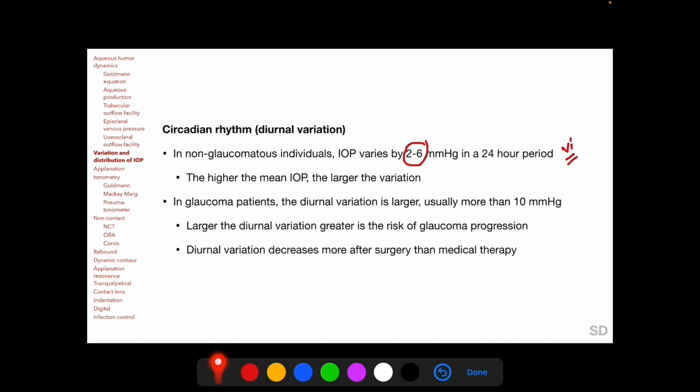And it has been found the higher the mean intraocular pressure, the larger the diurnal variation. In glaucoma patients, the diurnal variation is larger and is usually found to be more than 10 millimeters of mercury. The larger the diurnal variation, the greater is the risk of glaucoma progression in glaucoma patients. And diurnal variation has been found to decrease more after surgical treatment of glaucoma than after institution of medical therapy for glaucoma.